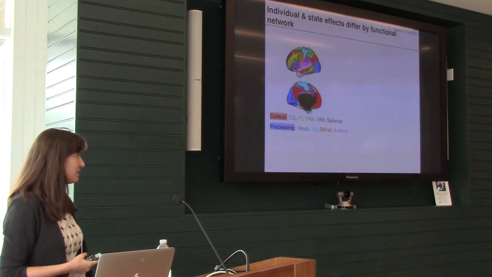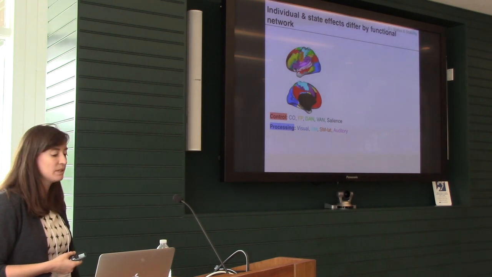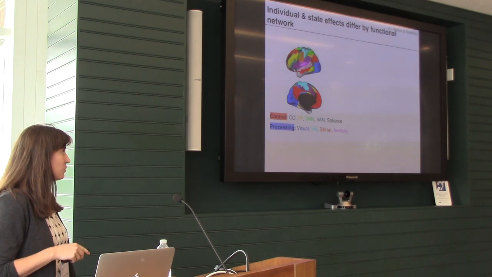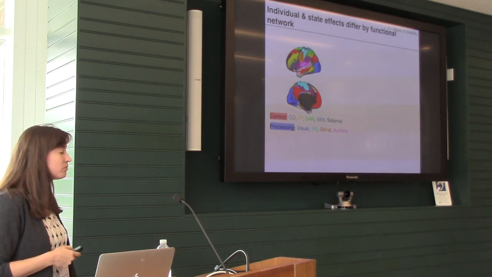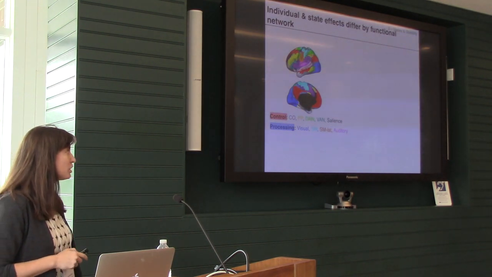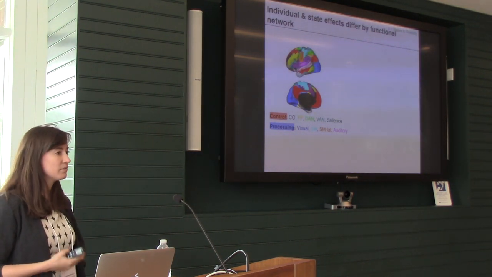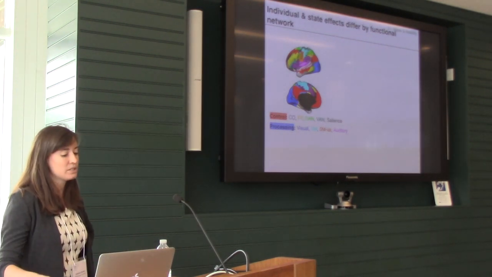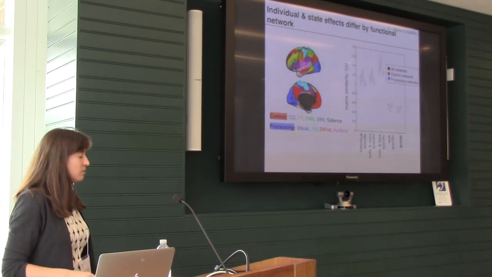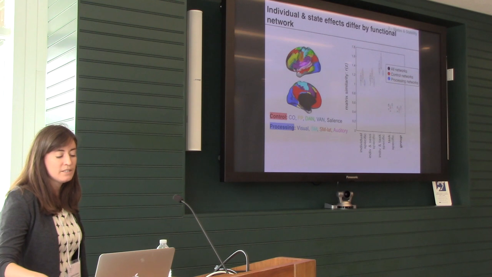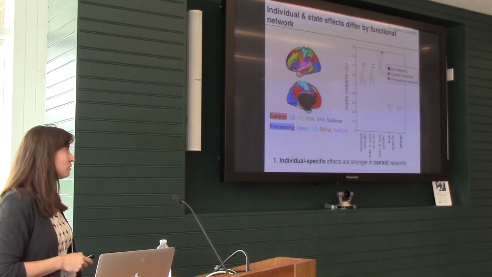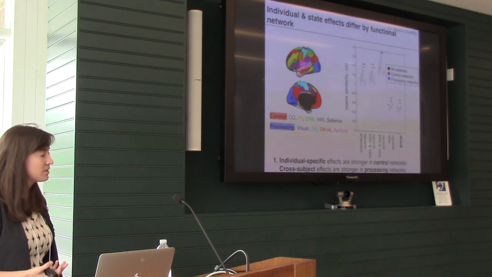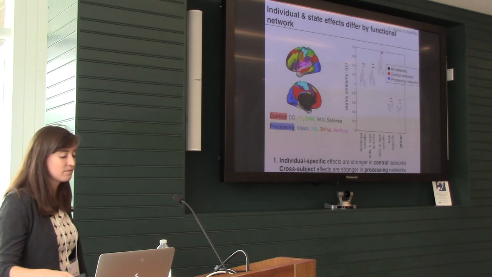In the next part, we wanted to look at how these different types of effects were distributed across the brain. One simple division we can do is to look at to what extent these effects were present in control regions of the brain. Here we're calling cingulo-opercular, frontal parietal, dorsal and ventral attention and salience networks control-related networks, versus sensory motor regions like the visual, somatomotor and auditory systems. What we find is that the individual specific effects were largest in control networks, shown in red, relative to the processing networks, whereas the cross-subject effects were largest in the processing networks.